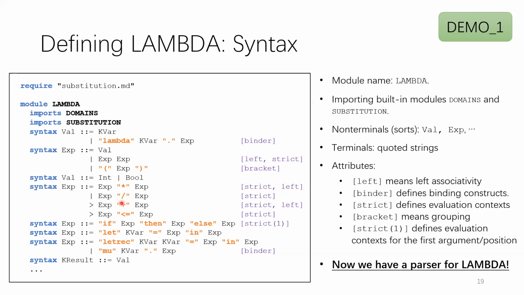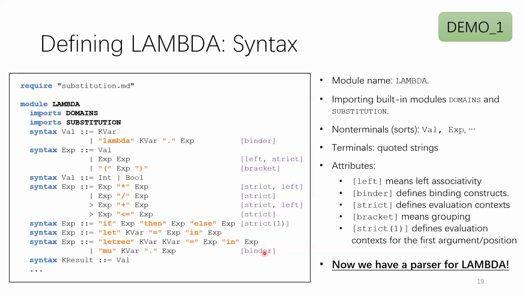Also note that we use the arrow here instead of a bar to mean that the former construct, multiplication and division, has a higher priority than the latter construct, which is also expected. We also define if and else. Note that if and else is strict in 1 because we only want the first argument, which is the condition, to be evaluated, and not the second and the third argument. Then we define letrec and mu, where mu is also a binder, just like Lambda.